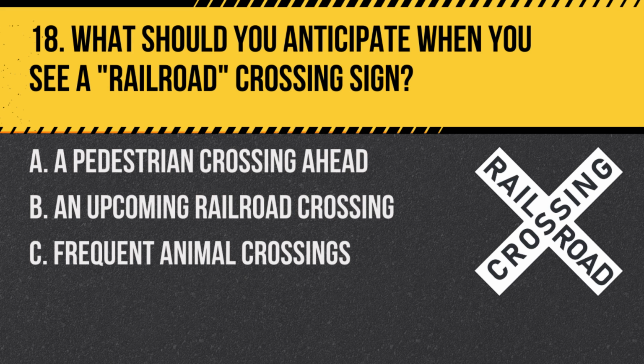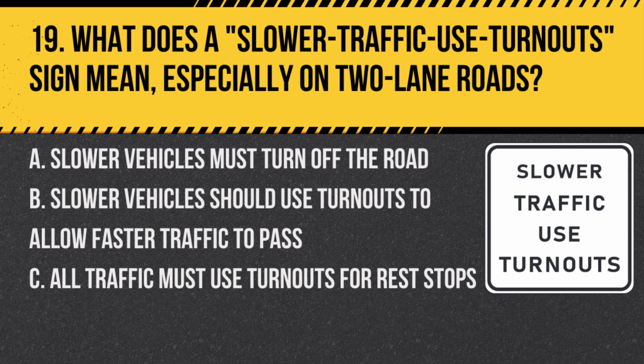Question 18. What should you anticipate when you see a railroad crossing sign? A. A pedestrian crossing ahead. B. An upcoming railroad crossing. C. Frequent animal crossings. Answer. B. An upcoming railroad crossing. The railroad crossing sign is a warning that there is a railroad crossing ahead, and drivers should be prepared to stop if necessary.